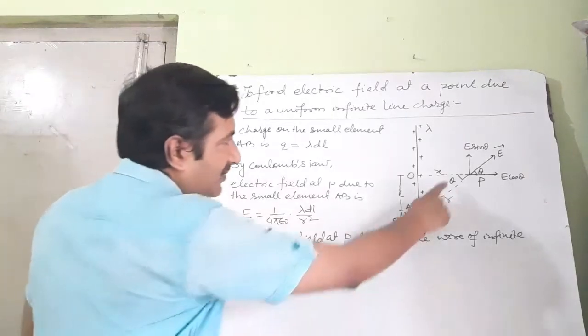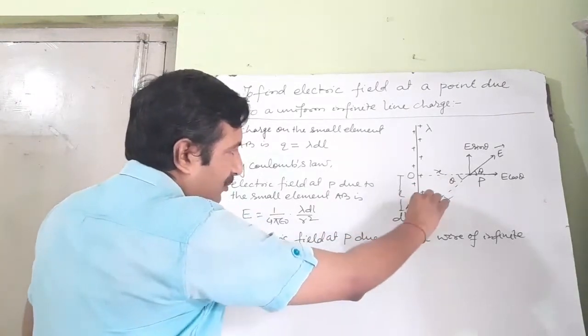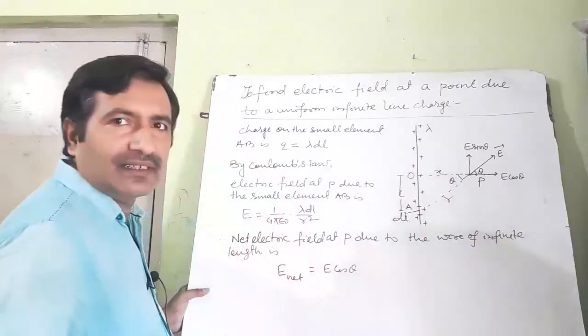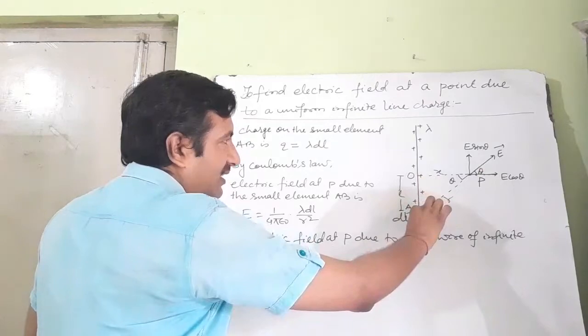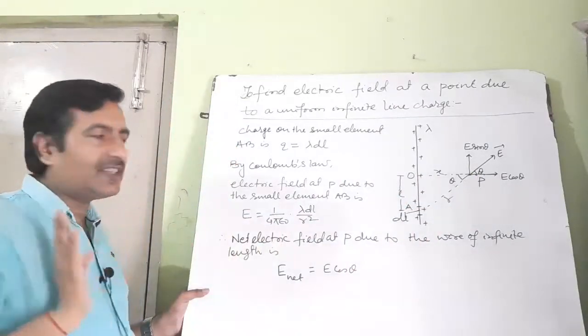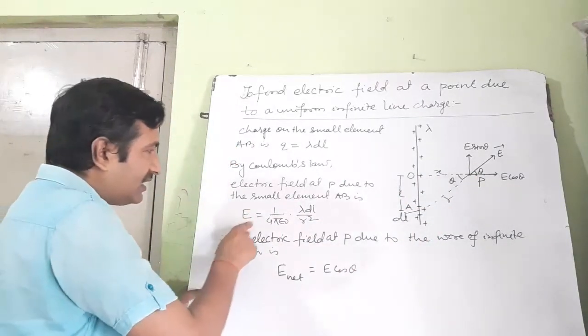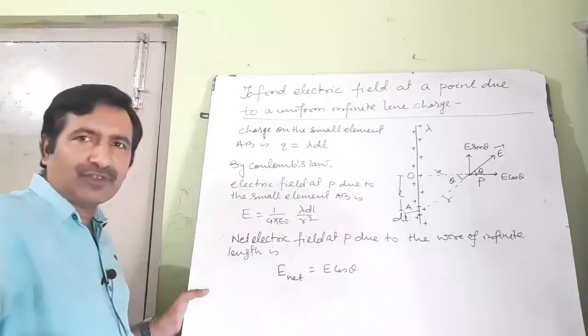You see, this theta is variable. For different positions of AB, theta will be different. Suppose the AB is here, then theta will be smaller. If AB is here, theta will be greater. So theta is variable. In E, 1 by 4 pi epsilon is constant.